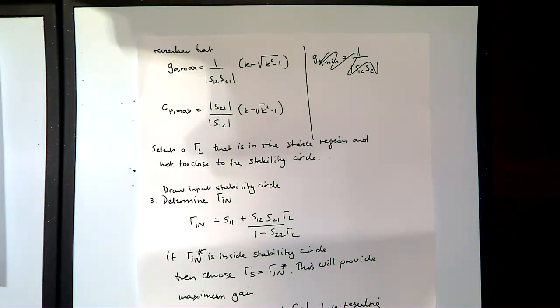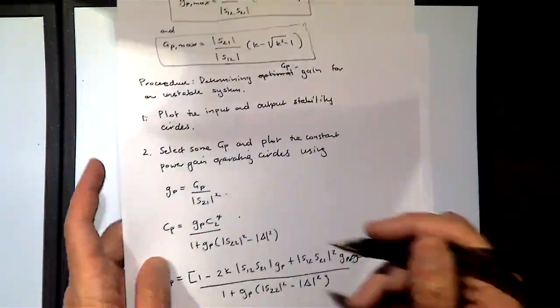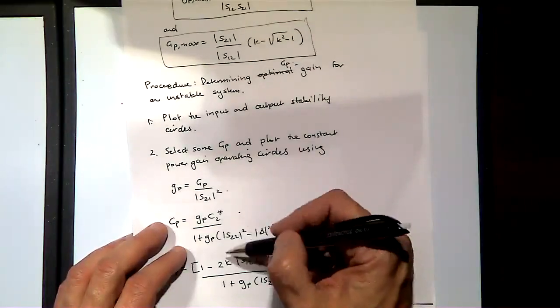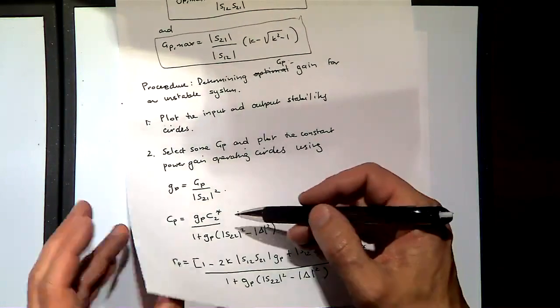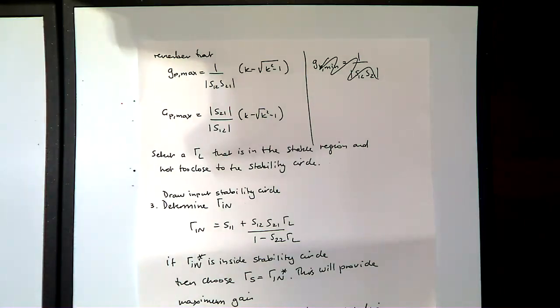Where would you select gamma load? Remember, what we've done here is we've now got these gain circles, and we choose the gain circle. For example, we might choose 10 dB or whatever, but it has to be less than GP max. That's the point, right? That's the reason why you've got to also calculate GP max, because GP max might be 12 dB, and I might ask you to do 15 dB, and you can say to me, Stan, that ain't never going to happen, right?